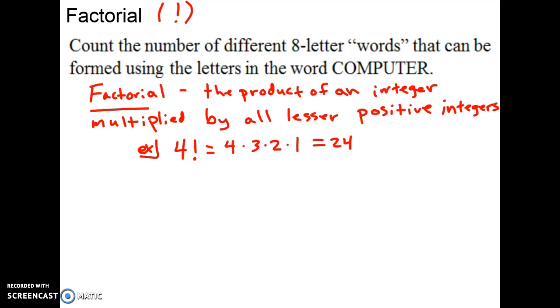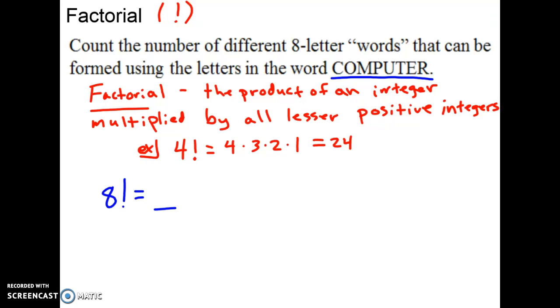So if we go up to our problem on this slide, we have: count the number of different 8-letter words, and they have words in quotations because they don't actually have to be English words, that can be formed using the letters in the word computer. Basically they're saying rearrange these letters however many times you can. And for computer, none of them repeat. There aren't 2 C's, there aren't 2 O's, 2 M's, and so on. We have 8 letters.